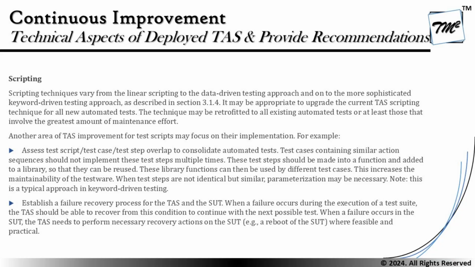The other option we have is to establish a failure recovery process for the TAS and SUT. When a failure occurs during the execution of a test suite, the TAS should be able to recover from this condition to continue with the next possible test. When a failure occurs in the SUT, the TAS needs to perform the necessary recovery action on the SUT, which is more like a reboot of the SUT where feasible and practical.